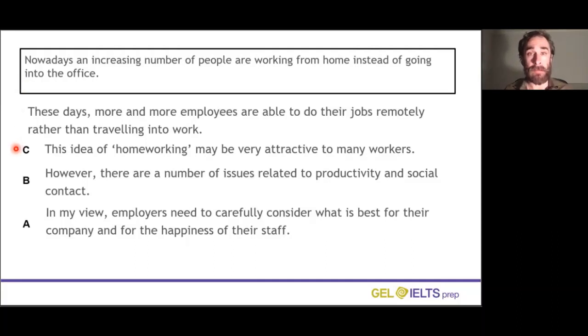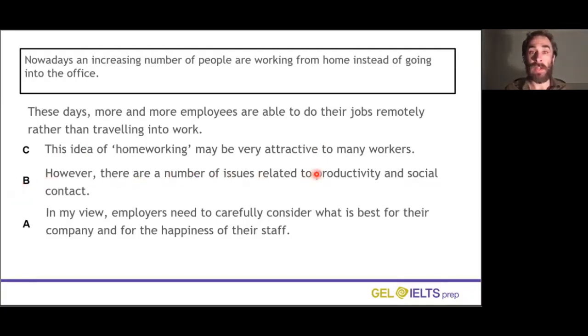Then C. Here I'm presenting one side of the argument. This idea of home working may be very attractive to many workers. So this suggests that in one of my paragraphs, I'm going to talk about the attractive benefits of home working to the employees.